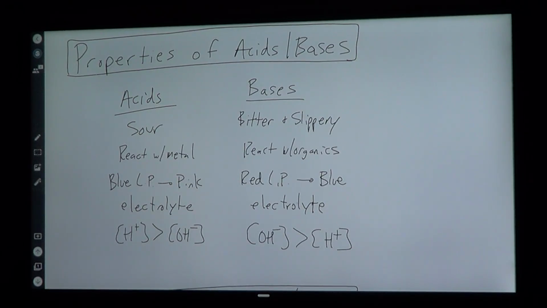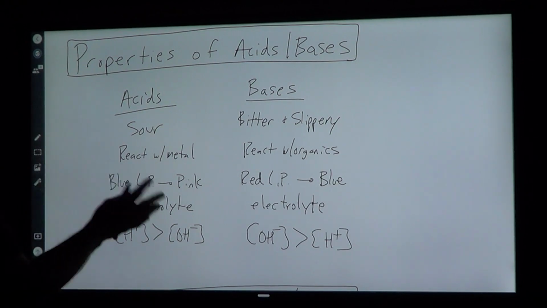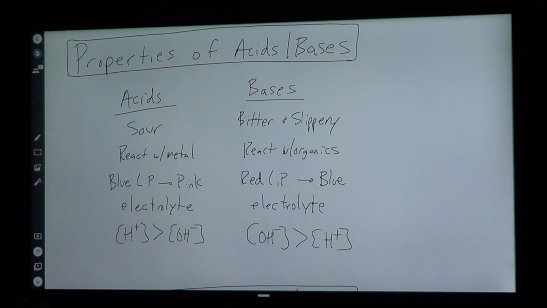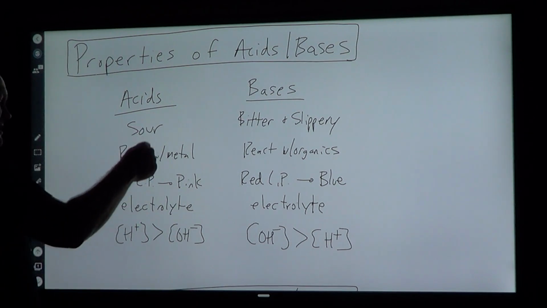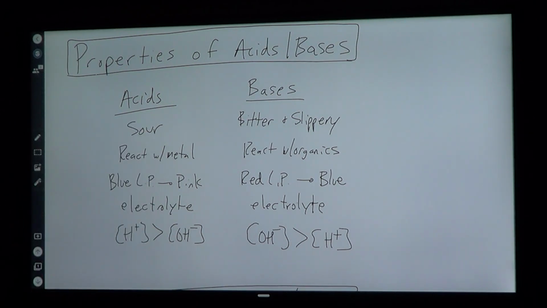Okay guys, chapter 19 is acids and bases. We start off the chapter talking about just the properties of acids and bases. So your book goes through them. It doesn't really have them bolded or put in a list like this, but I created the list for you. So these are the general properties of acids.